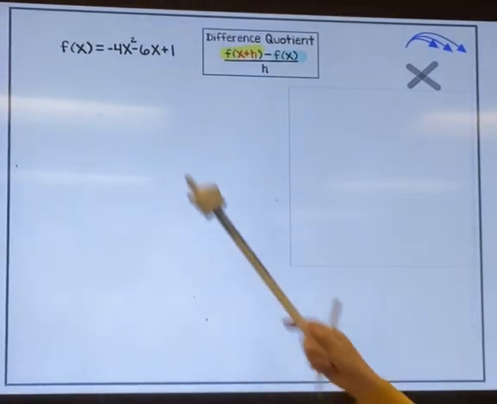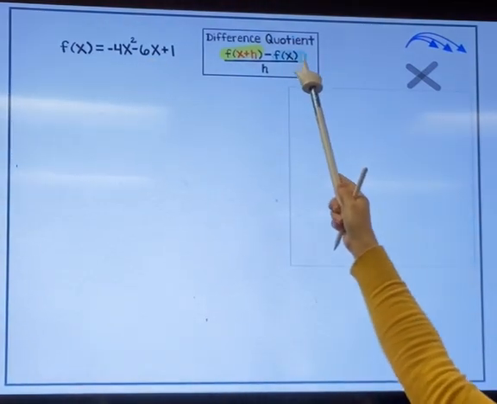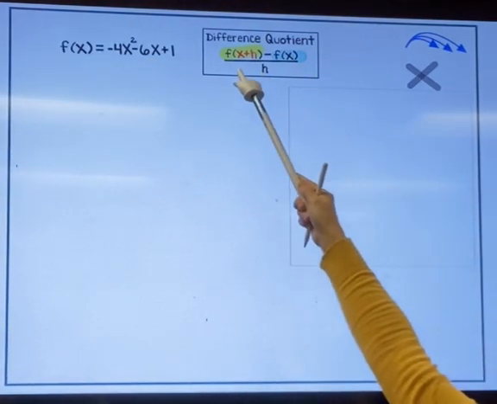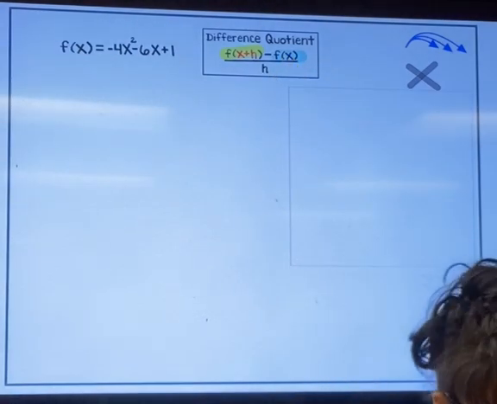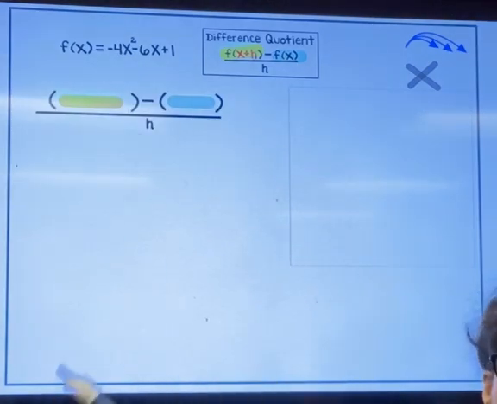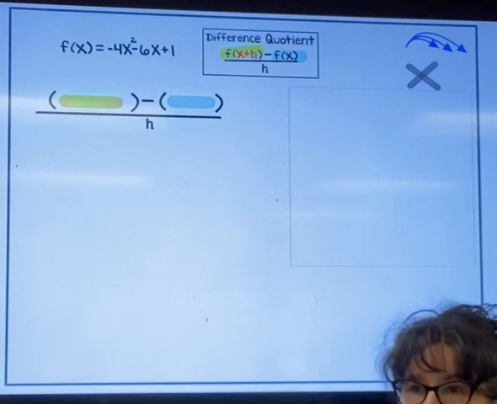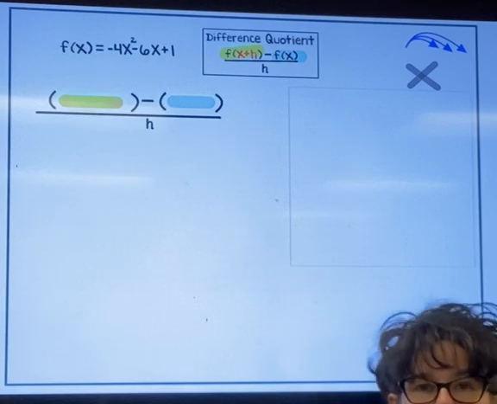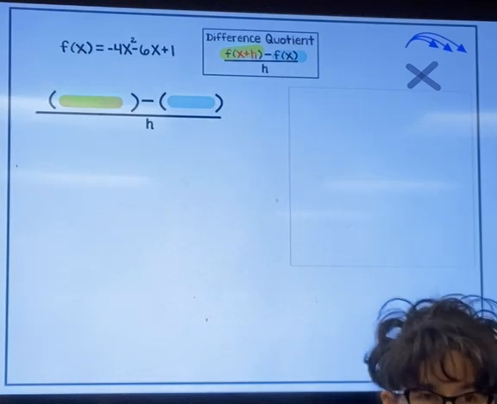I've been given a function, it's a quadratic function, and I'm asked to find the difference quotient, which is f of x plus h minus f of x over h. So the first thing I'm gonna do is just set up a little template, because good notation, if you're going to make a substitution for something, you should put a set of parentheses where it used to be, and then insert what you're substituting.